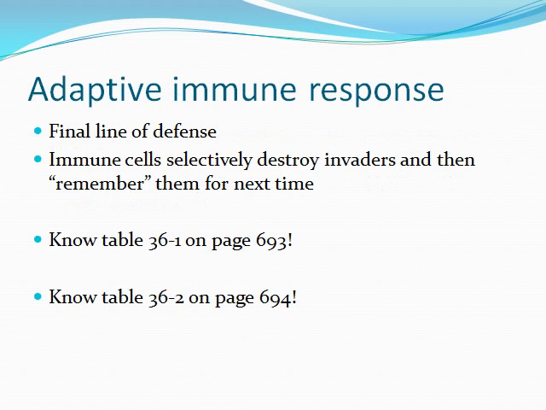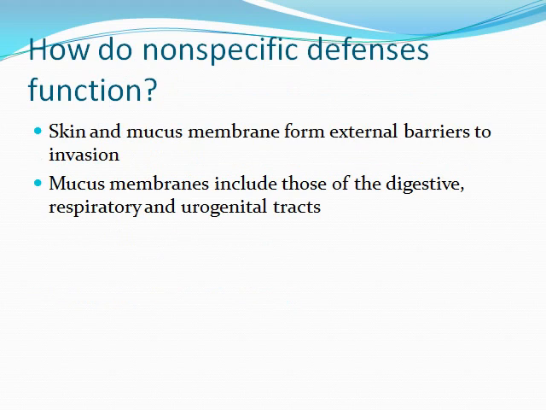So I have on here note table 36.1 on page 693. That just talks to you about your innate and adaptive immune response to invasion and when those responses kick in. And then more importantly, you have several questions from table 36.2 on your test on page 694. And these you're just going to go through and memorize. So know what the function of each of these types of cells on that page are.